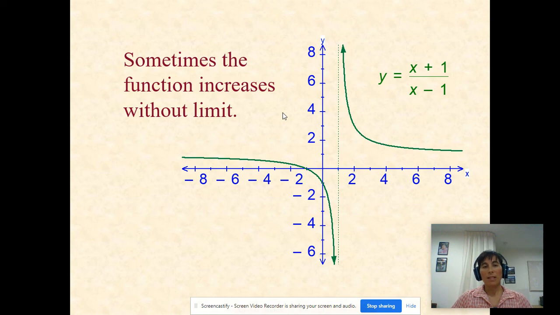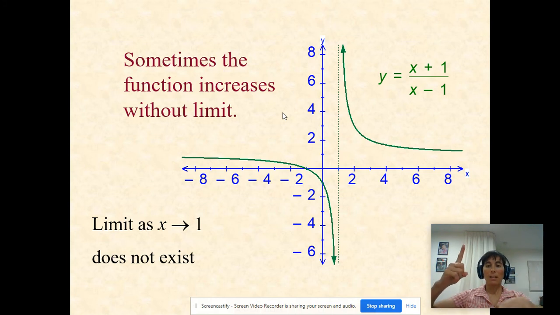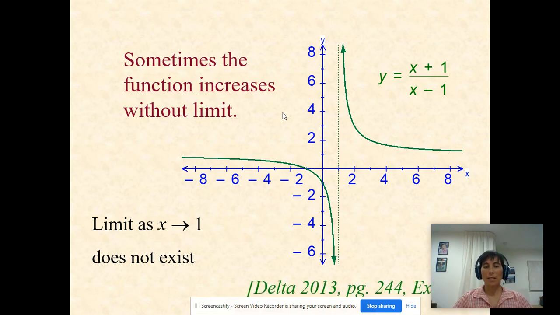Sometimes the function increases without limit. So for this hyperbola, if you have a look, as x tends towards 1, the two branches are moving away from each other as opposed to converging, coming together. So we would say the limit as x tends towards 1. Are our fingers coming together? No, they're not. So it does not exist.